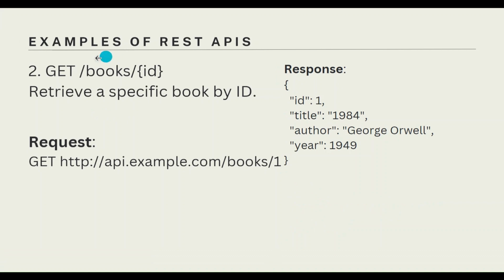Now next, using the GET method, we can retrieve a specific book using ID. So this is the URL, slash books slash ID. We are passing the ID here, so you can see books slash one. This is the format of the response we will get. This is JSON.